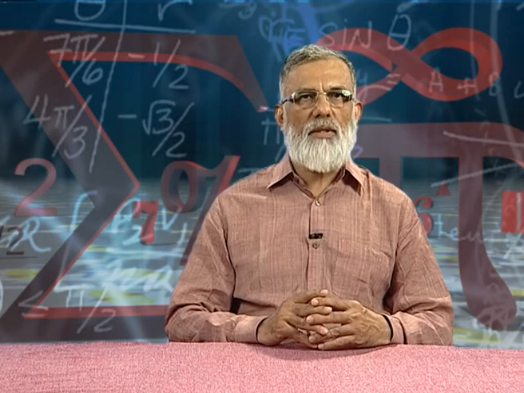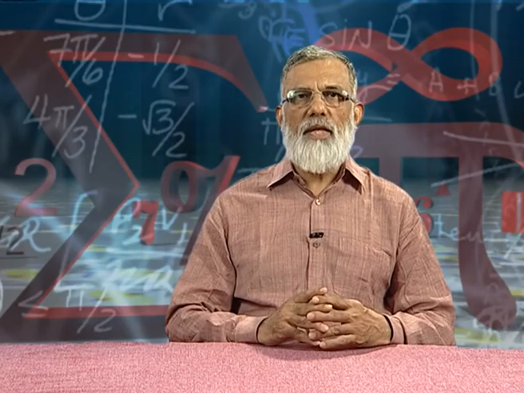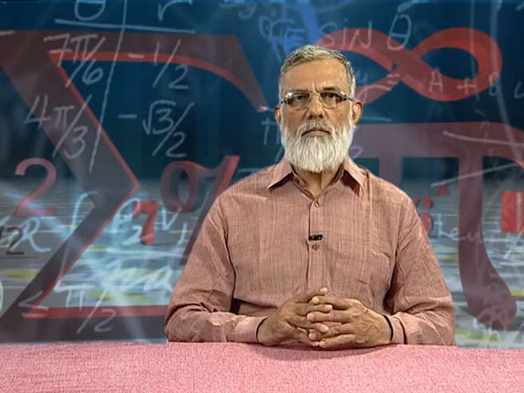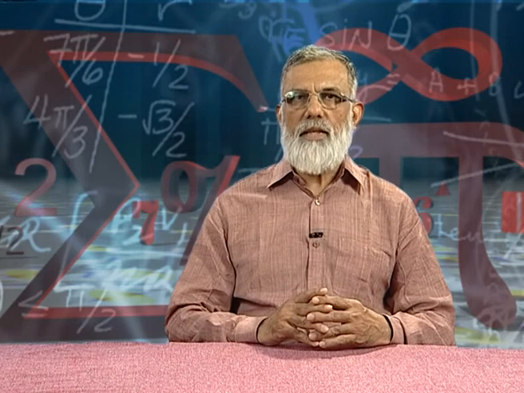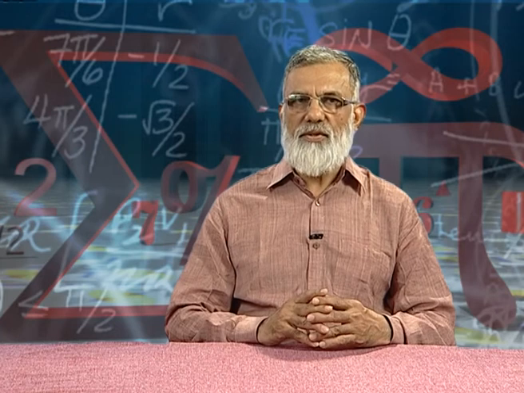It is convenient and very natural to visualize these vectors as a_1j, a_2j up to a_mj. These vectors can also be regarded as appropriate matrices. Row vectors mentioned above are 1 by n matrices and column vectors are m by 1 matrices. Now, we go back to simultaneous equations.